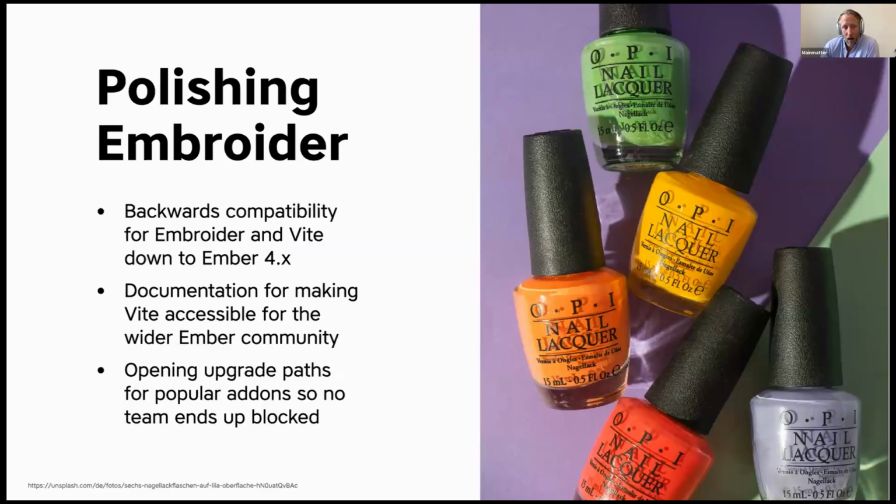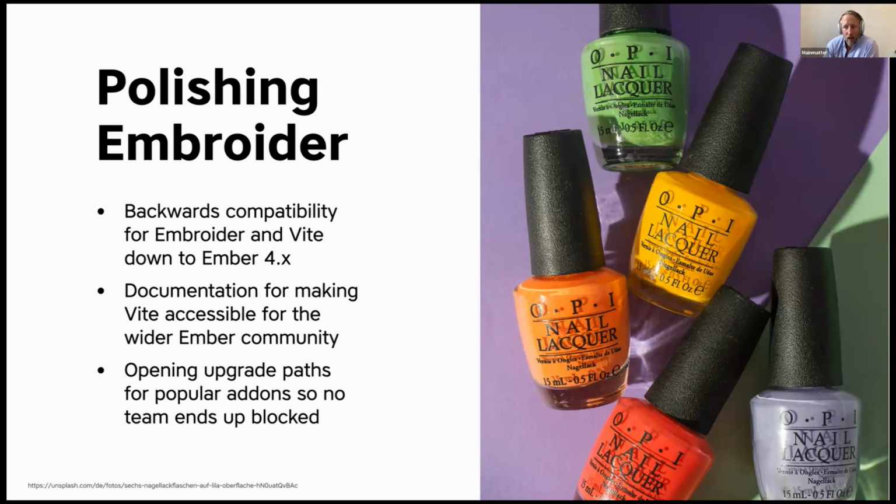And those are, first of all, polishing Embroider, to make the path towards Vite smoother and more easily accessible to more teams. That would, for example, include an easier update experience, so you don't have to do what Chris just showed, but can run a simpler command, and it's more likely to succeed in more cases.